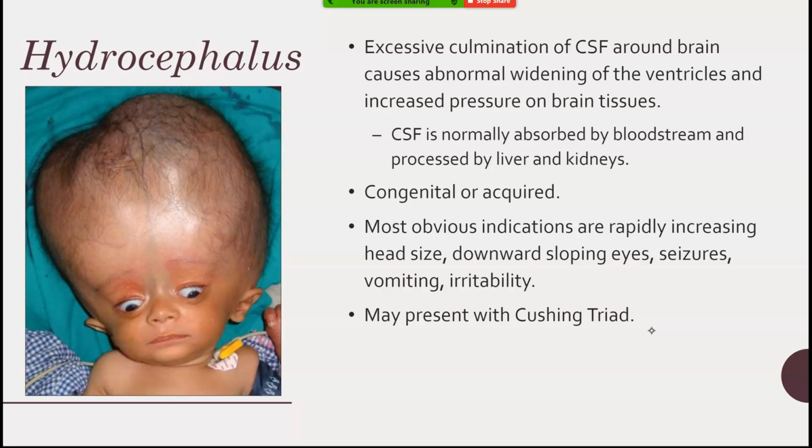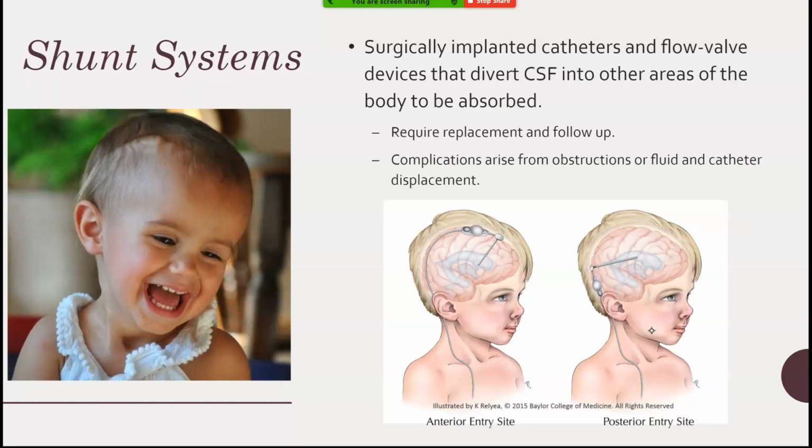Most of the time, this is very easily fixed through a shunt that is placed into the main ventricle of the brain. It's run down the neck and basically drains out into the abdomen. Okay, if left untreated, Cushing's triad is very common because the brain will start to herniate, as with any other intracranial pressure. Here's that shunt we talked about.